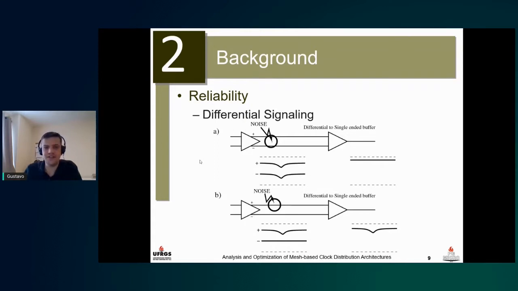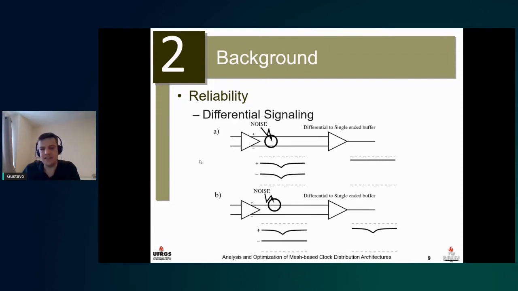The idea of differential signaling is that instead of encoding the signal in just one wire, as a difference of voltage in a wire with respect to ground, we can encode the signal as the difference of voltage of a differential pair. And the biggest contribution of this methodology is that any noise source that would impact both sides of the differential pair would not be seen in the end.